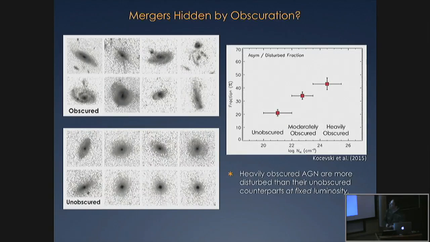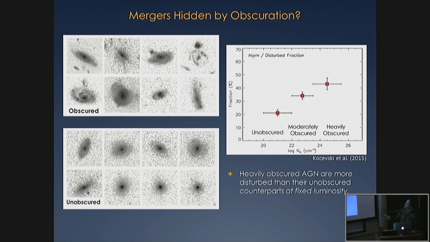And what we found is quite striking. Our most heavily obscured sample tend to be disturbed, they tend to be asymmetric, they tend to be clumpy, so this is what's shown on these panels up here. And then our unobscured sources tend to be extremely smooth. We see some nuclear light poking through, but for the most part, they're undisturbed, they're somewhat regular looking.